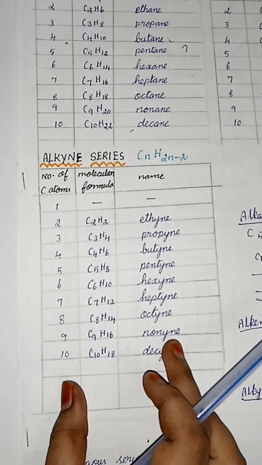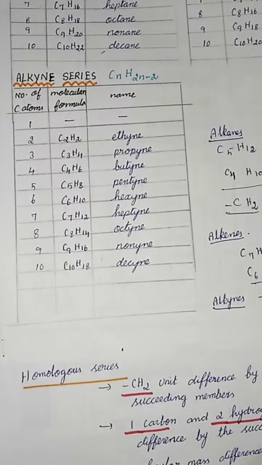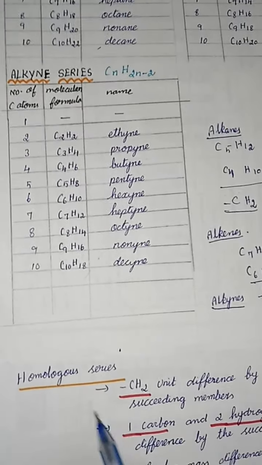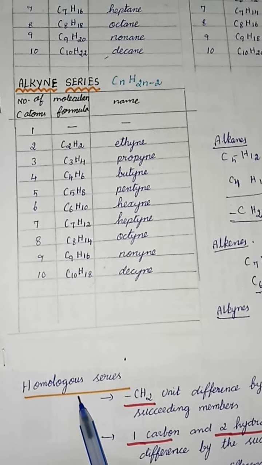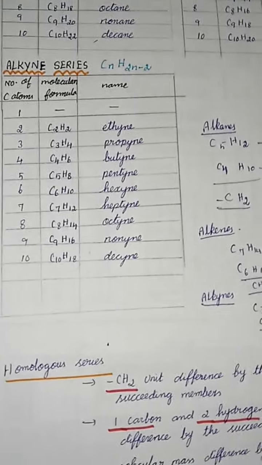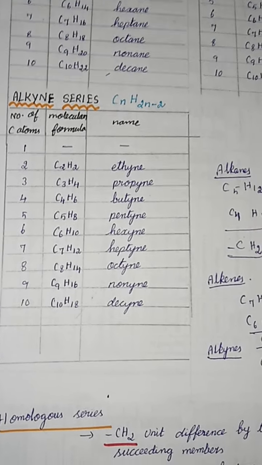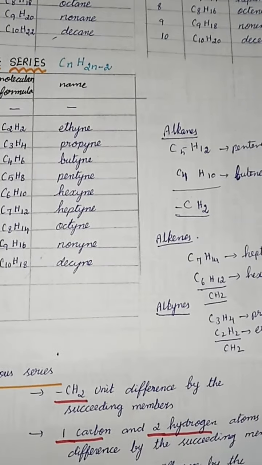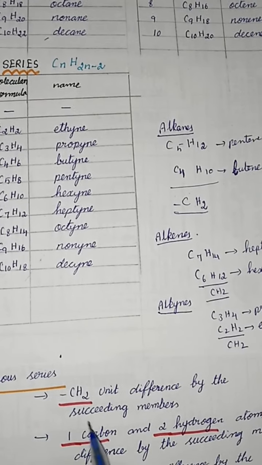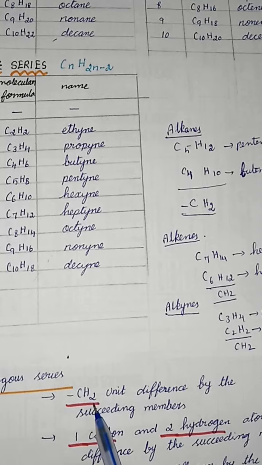Alkane, alkene and alkyne, these series are called homologous series. So what is the homologous series? The meaning of the word homologous is similar relation. Especially, it contains a similar difference between the succeeding members. Succeeding member is nothing but the next member; the succeeding members differ by a CH2 unit.